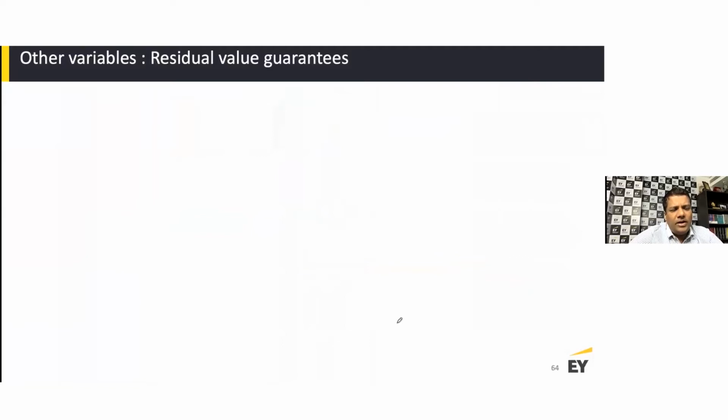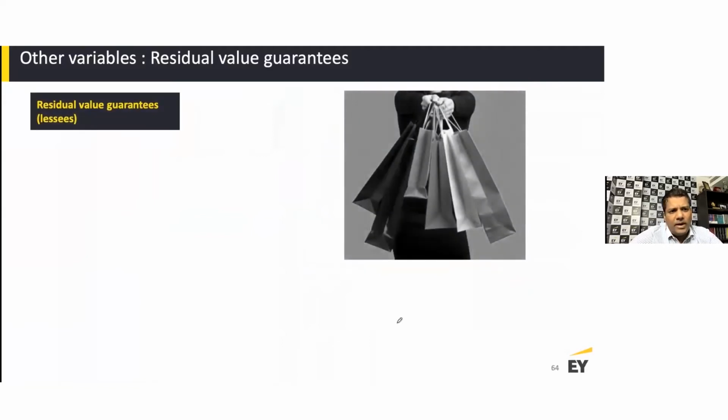Let's look at other variables like the residual value guarantee, right? So what is the residual value guarantee? It is essentially like you've taken an asset on lease. Let's say the cost of the asset was 1 lakh rupees, and you've taken the asset on lease for 5 years. You give the guarantee to the lessor that the realizable value at the end of the 5 years will be at least 10,000 rupees, or say 15,000 rupees. That's the residual value guarantee, right? And depending upon the terms, you may or may not have to include it.